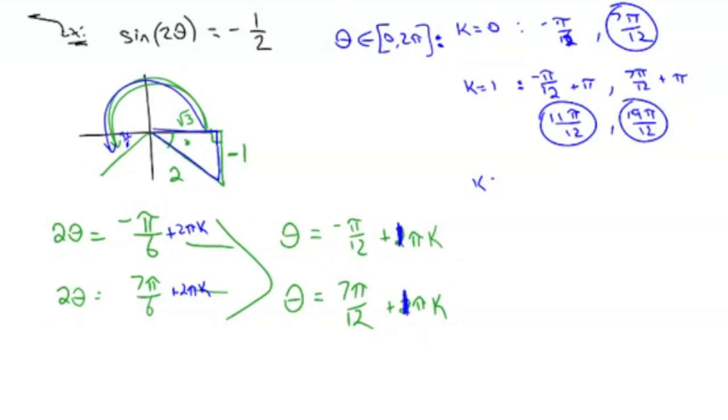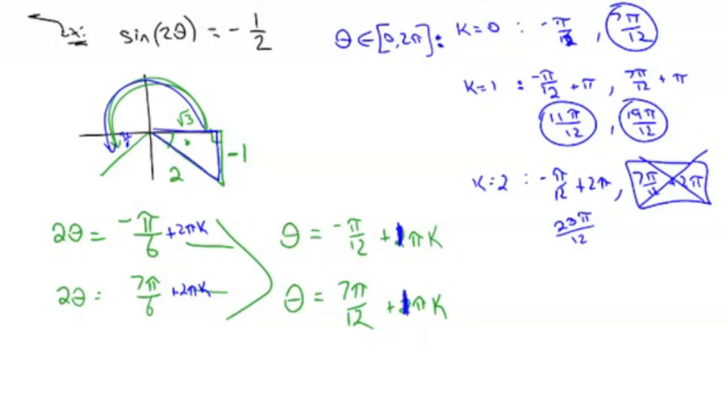So if you do k equals 2, you get negative pi over 12 plus 2 pi, and 7 pi over 12 plus 2 pi. Now, even before I calculate this one, is it going to be between 0 and 2 pi? No, we can get rid of that one. Is this one going to be between 0 and 2 pi? Yes. This becomes 23 pi over 12, which makes it another solution. This one becomes 24 pi over 12, I'm sorry.